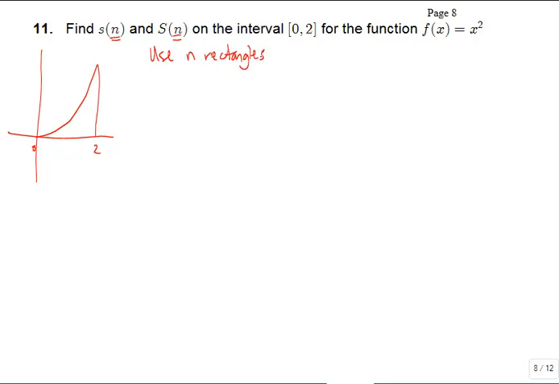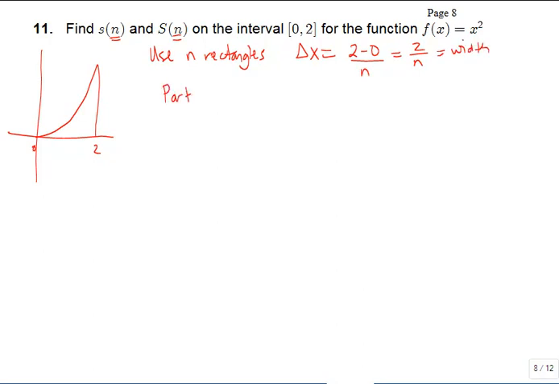So we're keeping it very general. So first let's find that delta x, the width of each one. What we do is we take this whole interval, which would be 2 minus 0 in length, and we're going to chop it into n rectangles. So this means each rectangle is going to have a width of 2 over n.